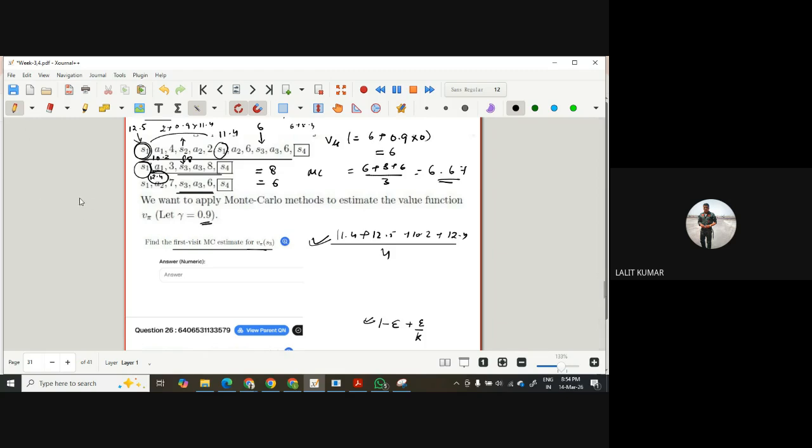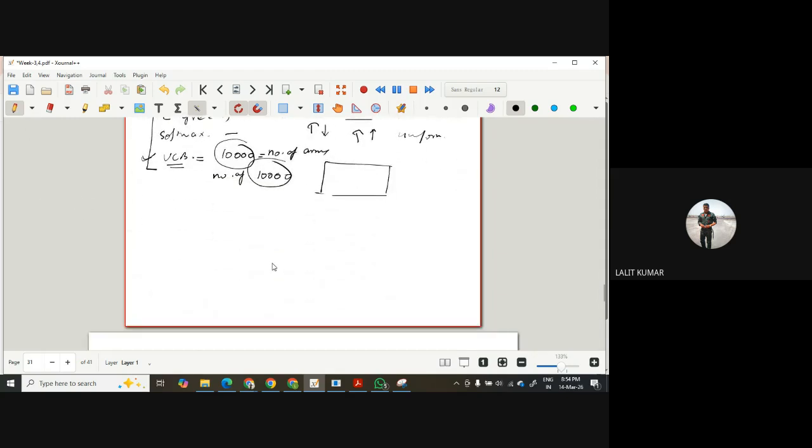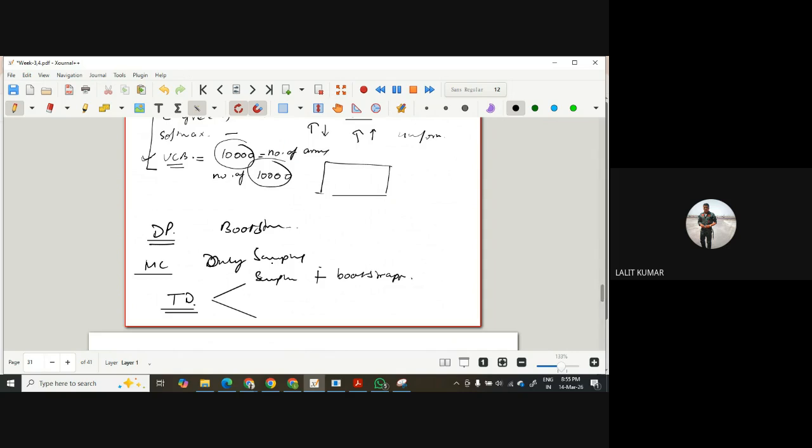Now, some other thing: in dynamic programming, we do only bootstrapping. In Monte Carlo, we do only sampling. Whereas in temporal difference, we do both, sampling plus bootstrapping. It is a combination. So that is one theoretical part.